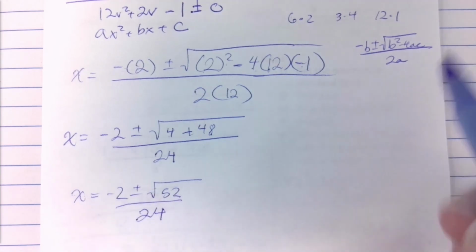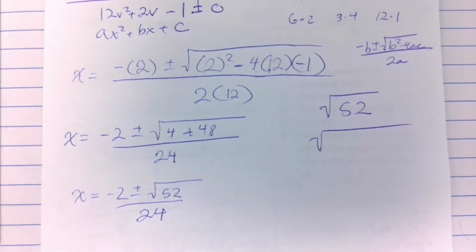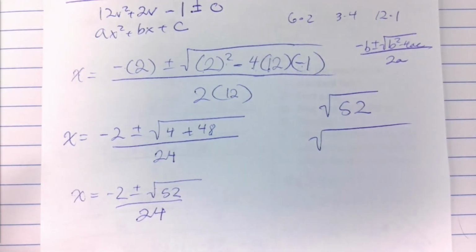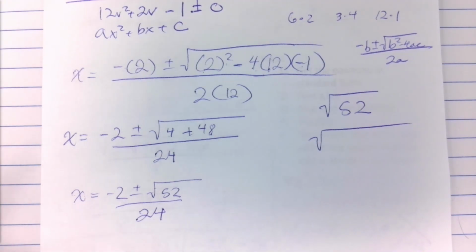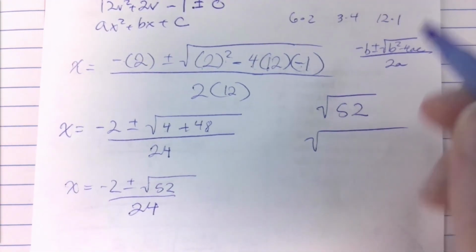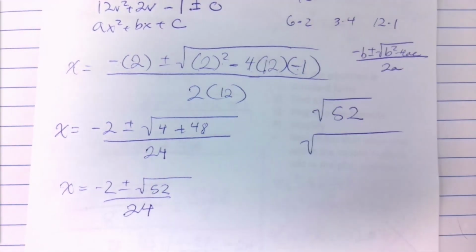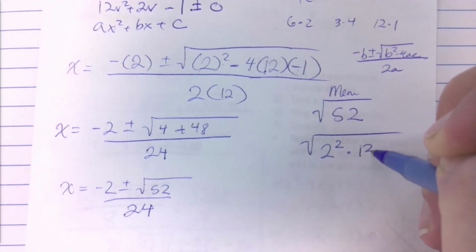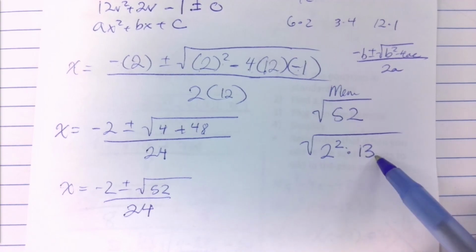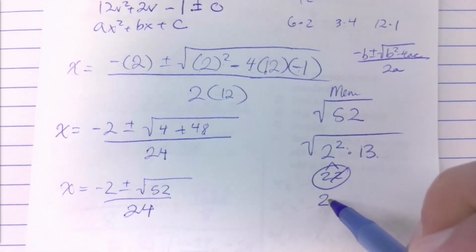So we got to break down this 52. Let's break it down. Use menu number factor and tell me what you get. Square root of 2 squared times 13. So because that's 2 squared, that's 2 2's. So the 2 can come out and the 13 is stuck.